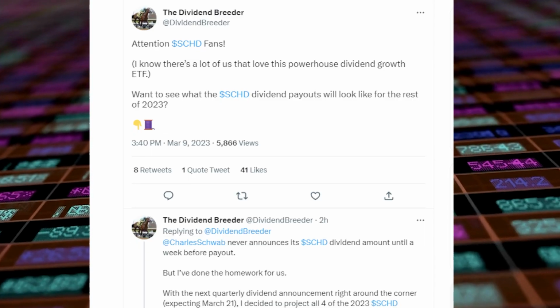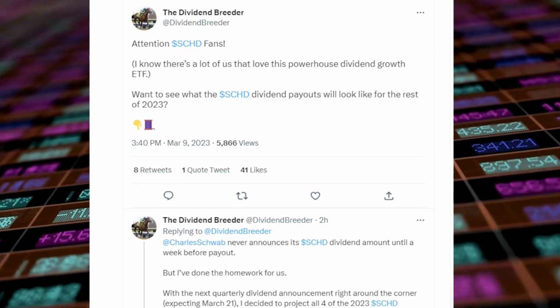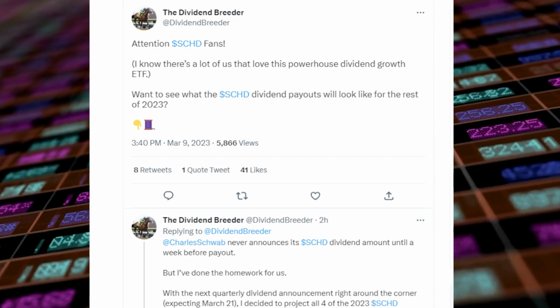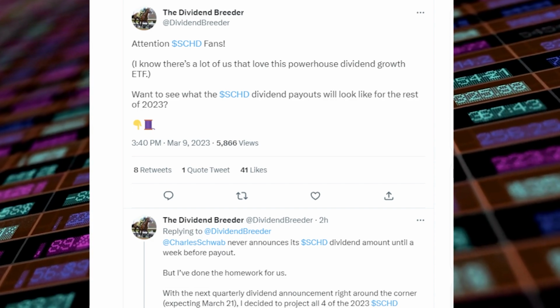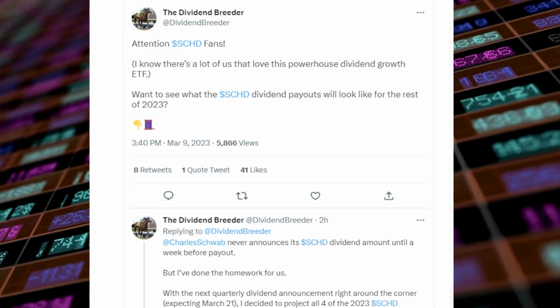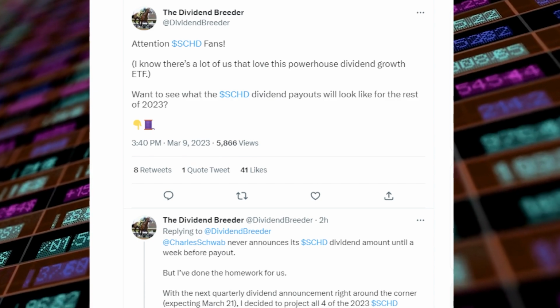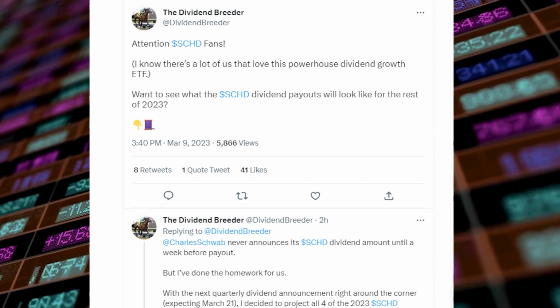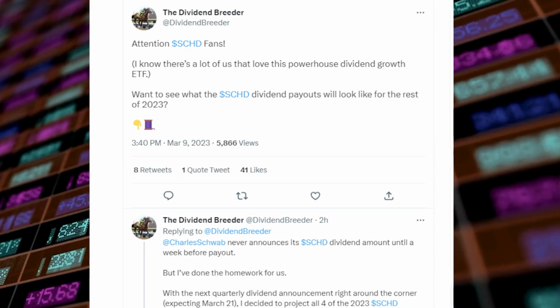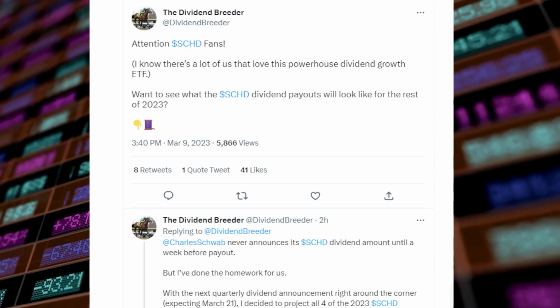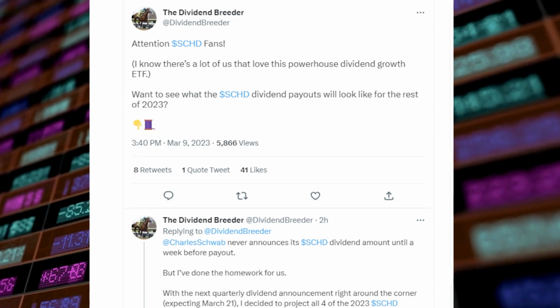Now, I came across this Twitter thread that I want to share with everyone and give some insight on what the future SCHD quarterly payouts for the rest of this year and beyond could look like. So it says, attention SCHD fans. I know there's a lot of us that love this powerhouse dividend growth ETF. Want to see what SCHD dividend payouts will look like for the rest of the year of 2023.